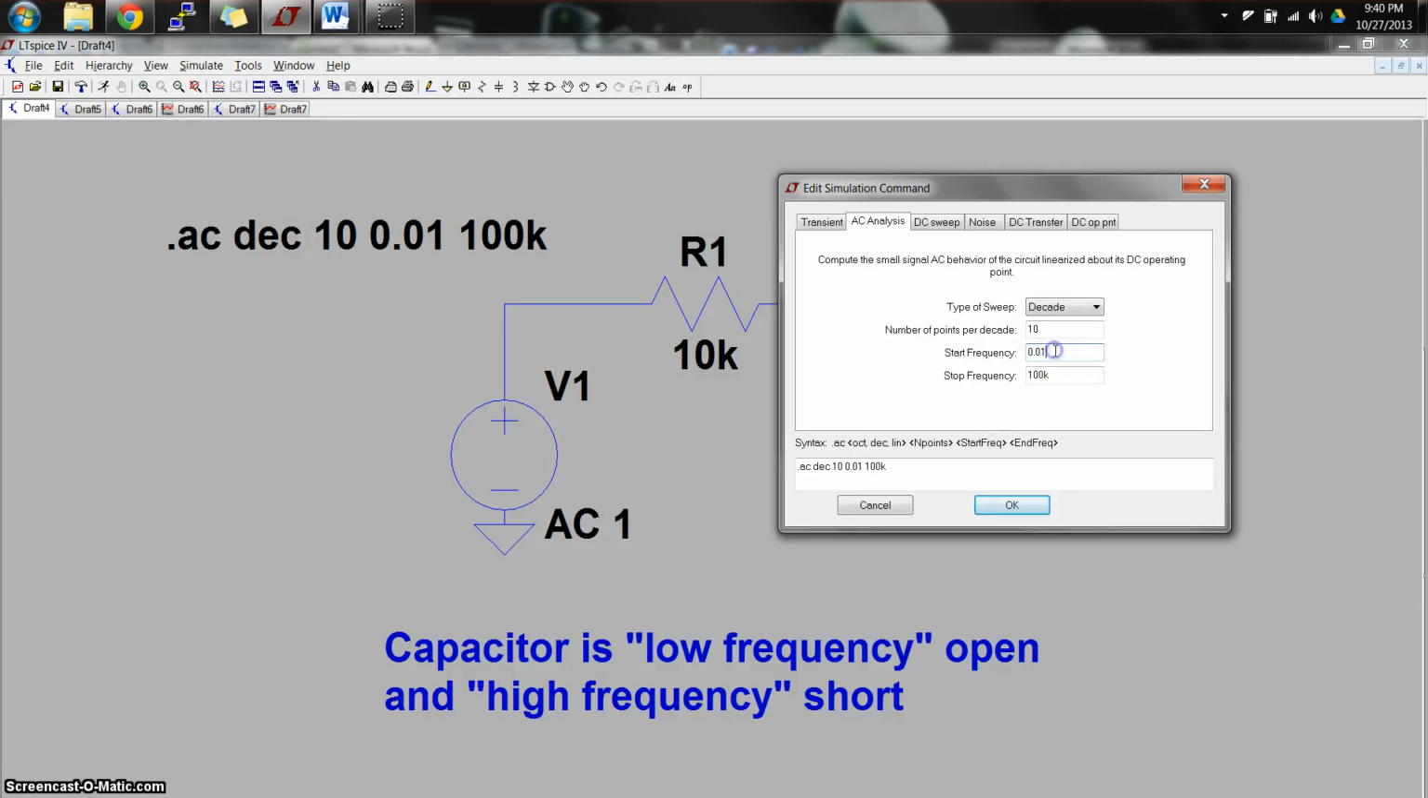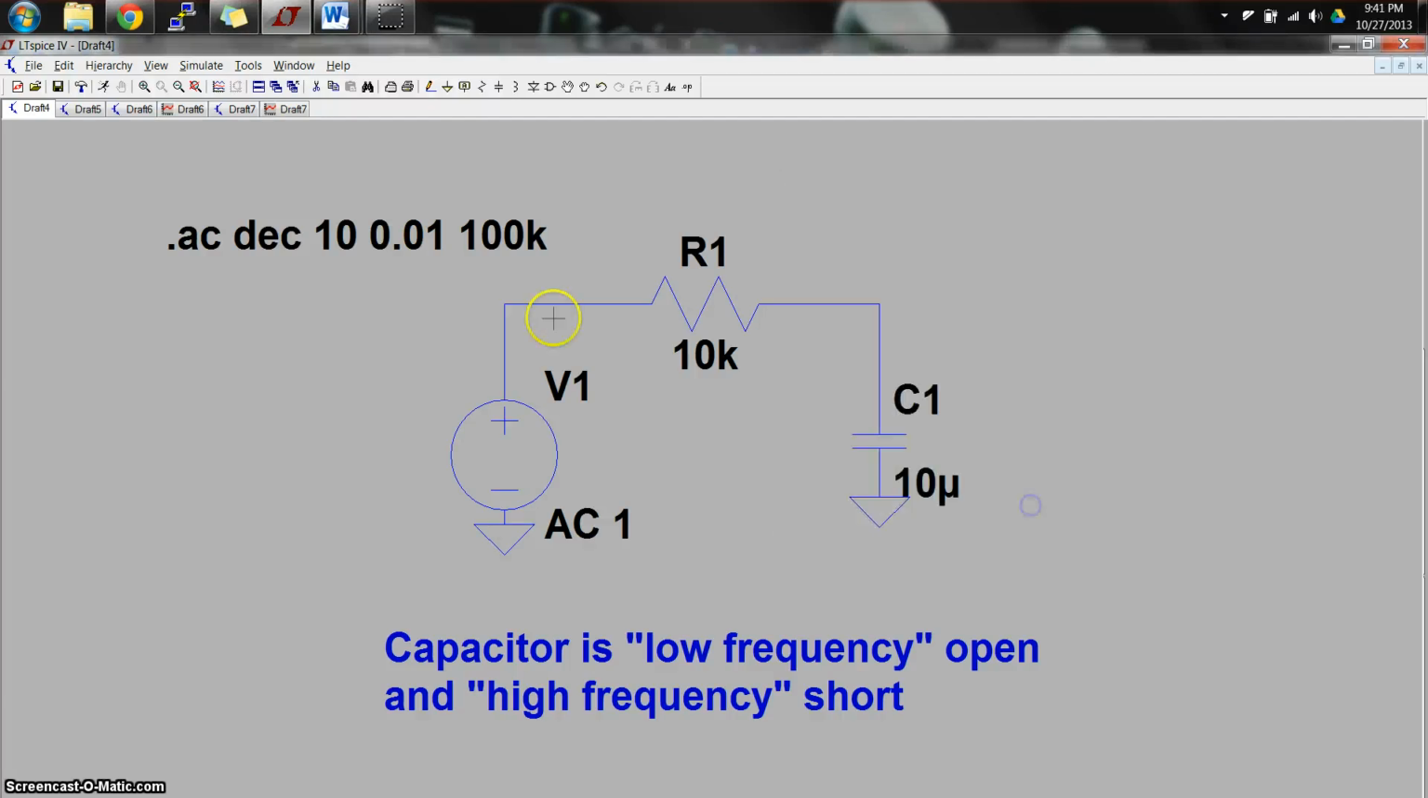It doesn't let you start at 0 hertz for some reason, so if I really do want to start at 0 hertz, I start at a low frequency, which is 0.01, so that's effectively 0 hertz, and then I'm going to go up to 100 kilohertz, so that's my stop frequency. So if I press OK, it brings up this box here, and you can just place that.